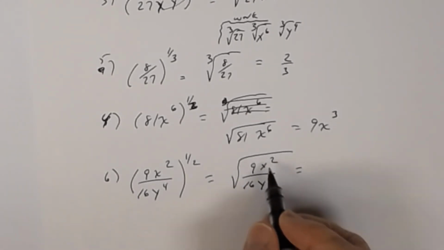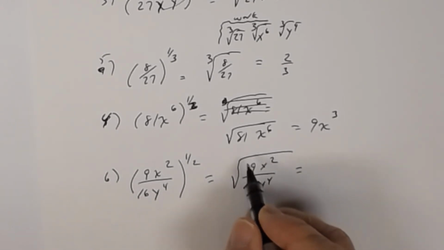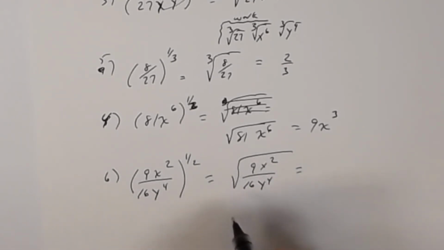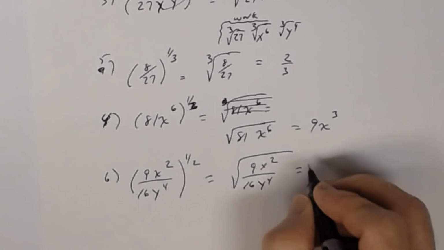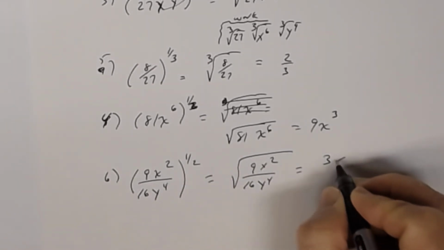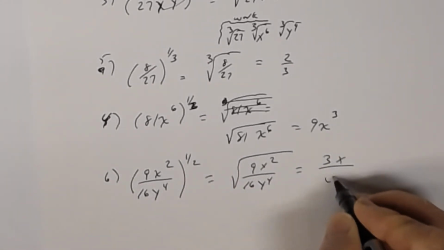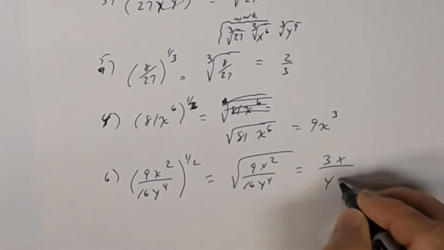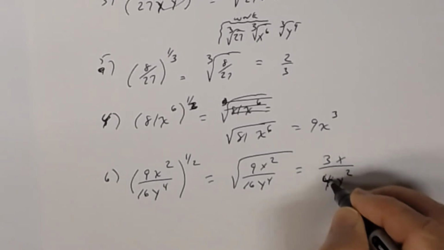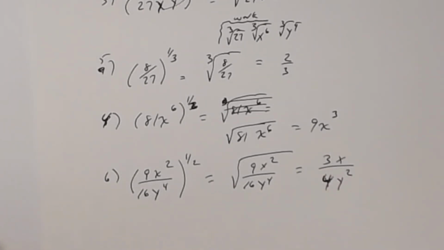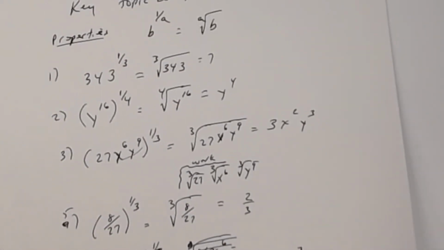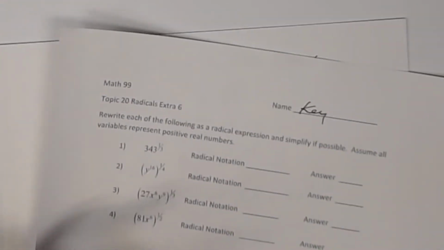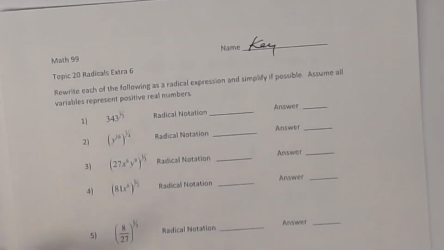So the square root of 9, now using the quotient rule for radicals, you do the numerator first, then the denominator. So the square root of the numerator, square root of the denominator. So the square root of 9 is 3. The square root of x squared is x. The square root of 16 is 4. And the square root of y to the 4th is y squared, because 4 divided by 2 is 2. That's a 4 right here. Okay? All right, so that is the key to topic 20 on radicals. And those are worksheet number 6.